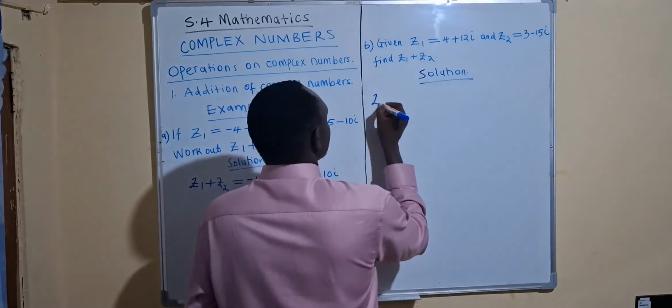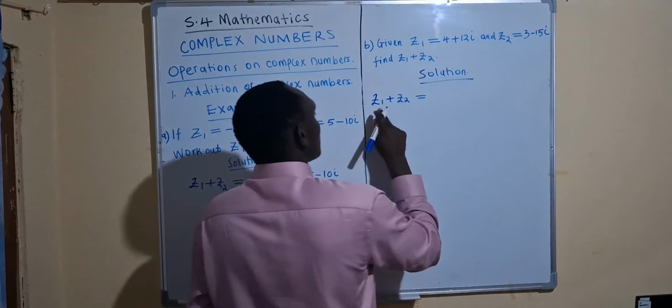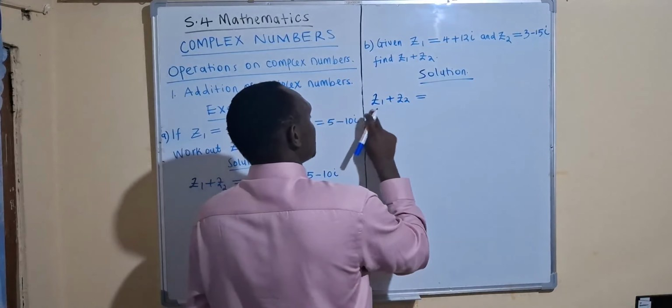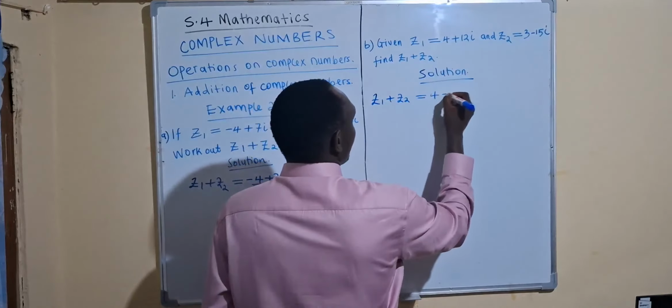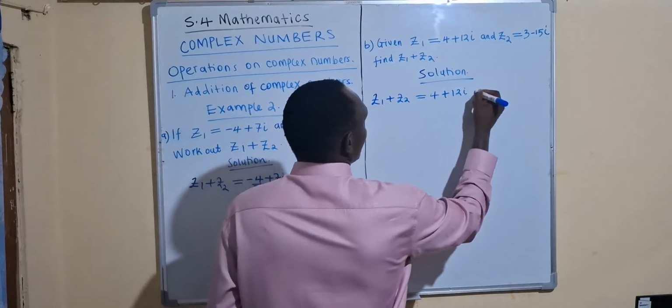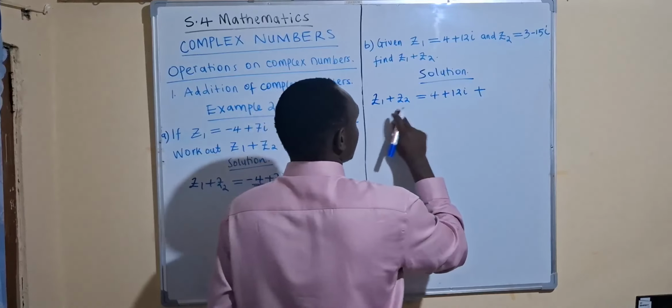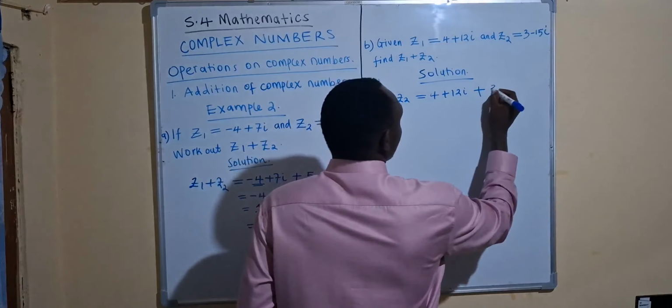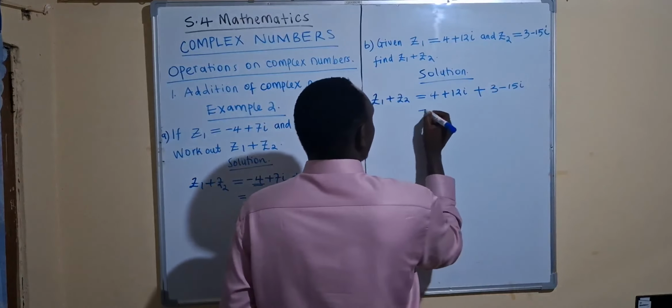So it is saying what is z1 plus z2 equals to, what is the complex representation? What is the complex number z1? It is given as 4 plus 12i. We are going to add it to the second complex number z2, which is 3 minus 15i. We are going to collect the like terms again.